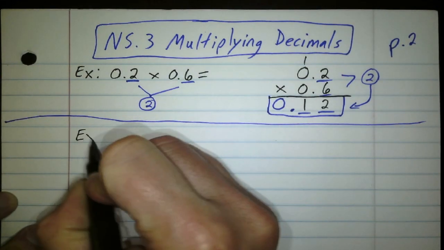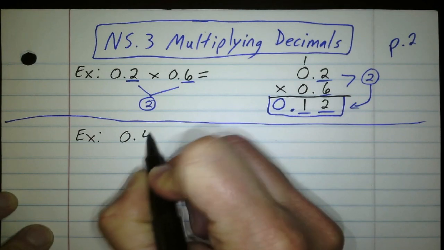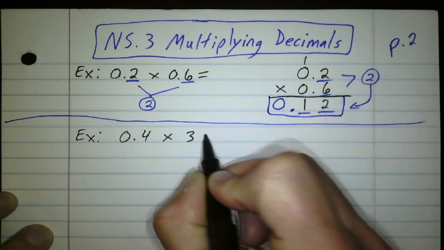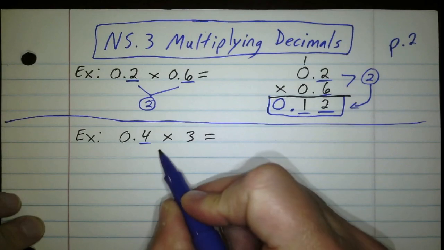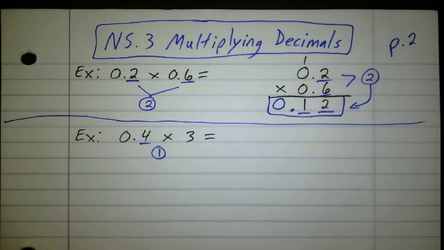The next example is 0.4 times 3. Yep, I said 3. It does not have a decimal, so where would you place it if it did? Well, you think of money. $3 would be 3.00. So how many numbers are behind the decimal in the problem? Well, we just have 1 number that's behind the decimal in our problem, which means our answer should only have 1 number behind the decimal.